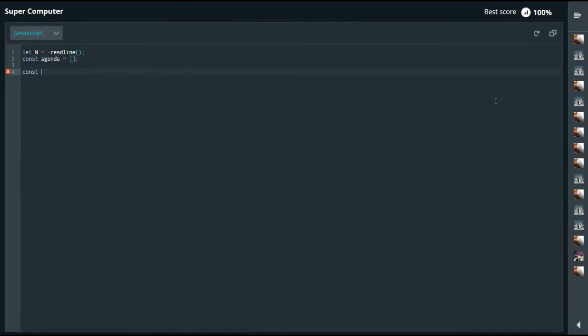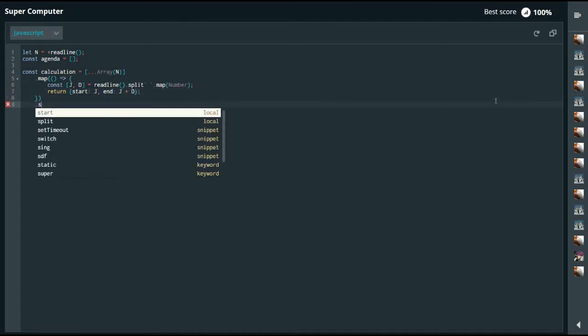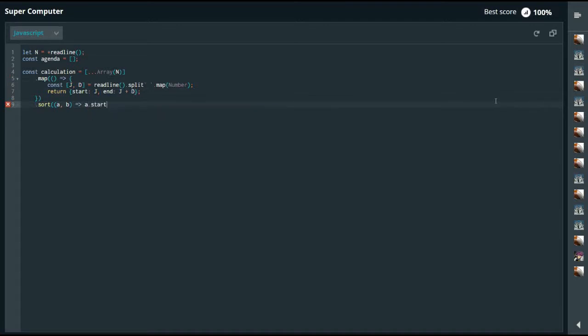Store the given tasks in an array. For each task, we store the starting day and the ending day. Sort tasks by their ending day in ascending order.